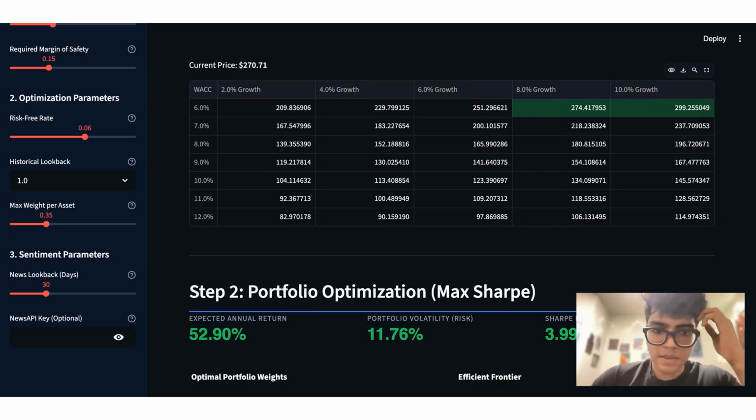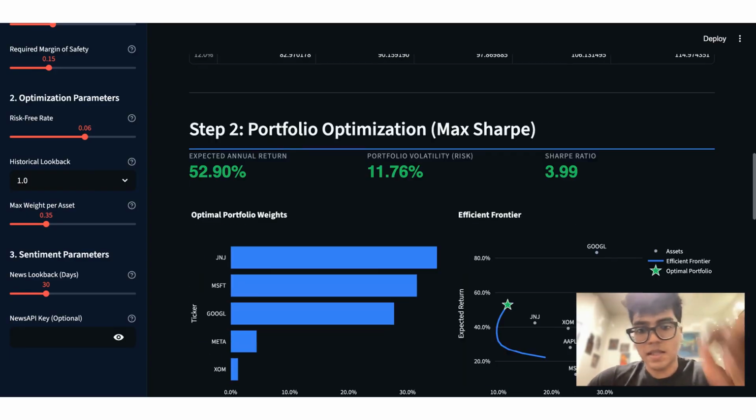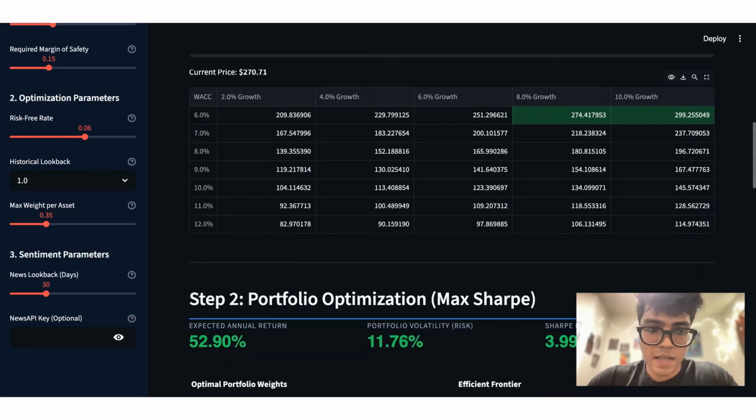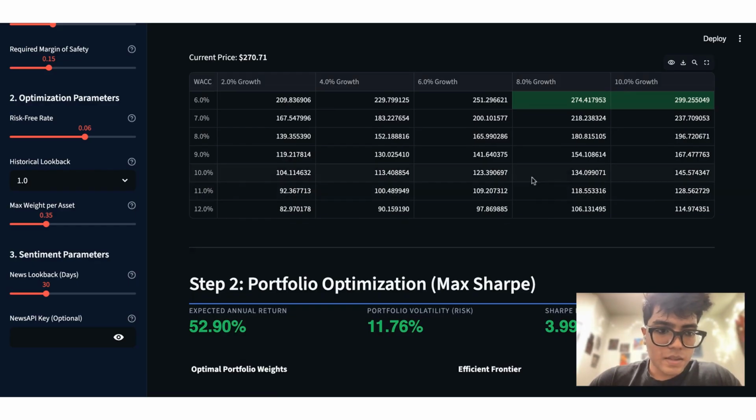You might disagree with that. Reasonable people generally do, which is exactly why we have the sensitivity analysis. So for Apple, you can see how the intrinsic value changes across the grid of WACC rates, 6 to 12%, and growth rates, which are 2 to 10%.